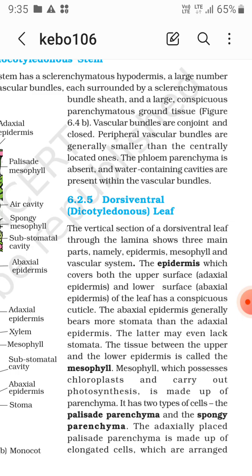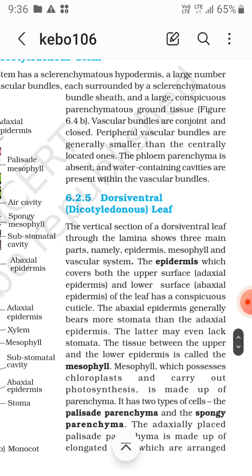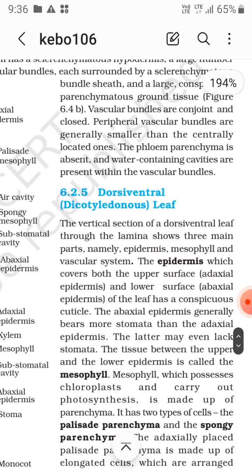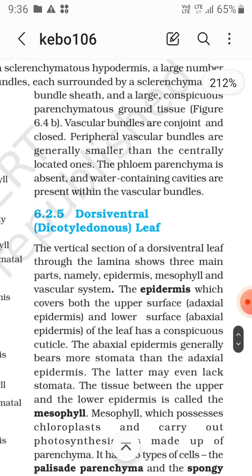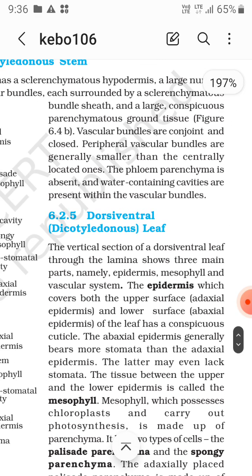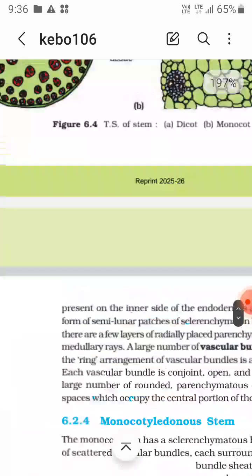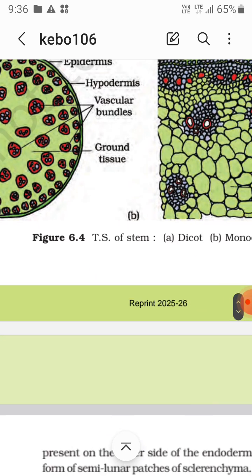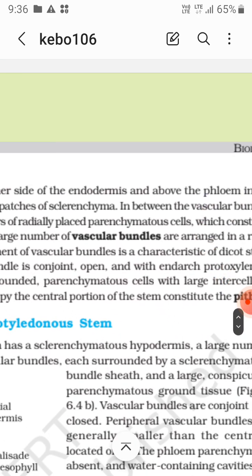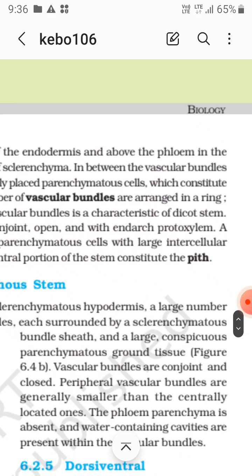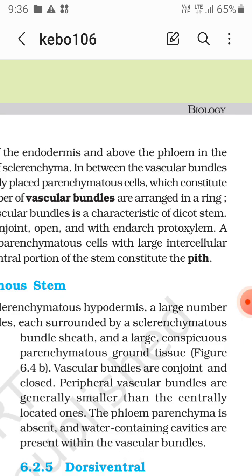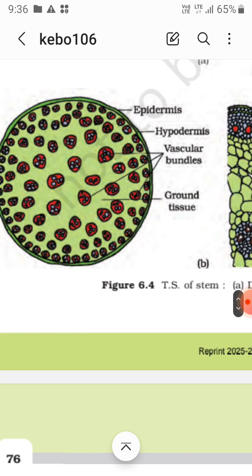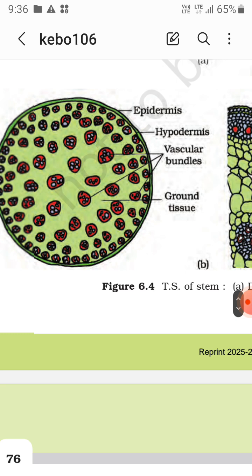The vascular bundles are conjoined and closed. Peripheral vascular bundles are generally smaller than the centrally located ones. The phloem parenchyma is absent and water-containing cavities are present within the vascular bundles, as you can see in this diagram. The ground tissue is conspicuous. Parenchyma is ground tissue, and it is not further differentiated, so it is an undifferentiated type of tissue.